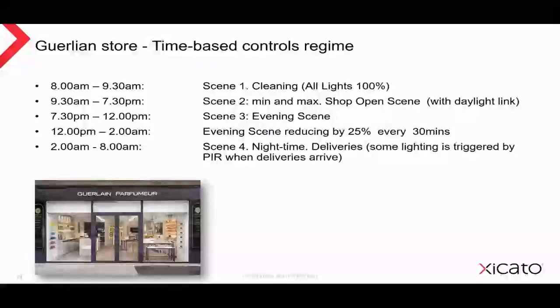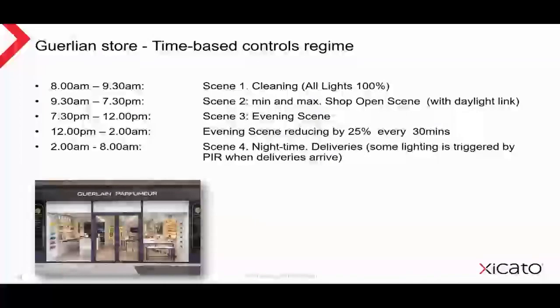From 7:30 to 12 p.m., scene 3. This is the evening scene. Much lower light levels, but still the store has a presence in the 24-hour life of Paris. From 12 to 2, evening scene reduced by 25% every 30 minutes. This is a subtle reducing of light. This is linked to fewer people on the streets and decreasing need for lighting, along with reducing energy consumption. From 2 a.m. till 8 a.m., scene 4, nighttime deliveries. The lighting is off, but some lighting is triggered by a PIR when delivery arrives.